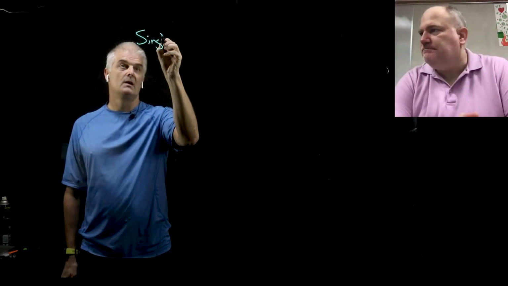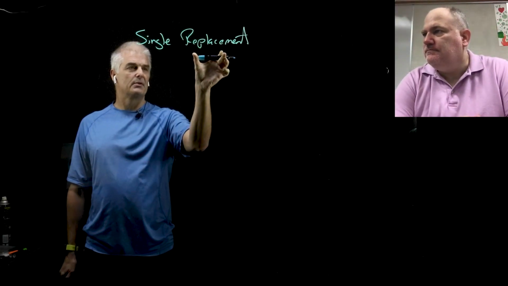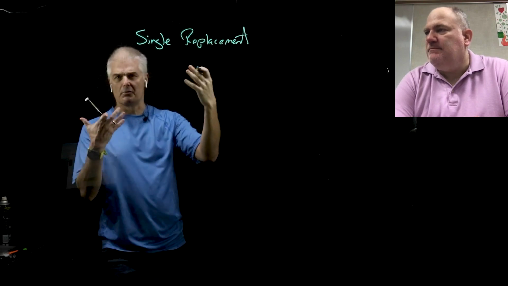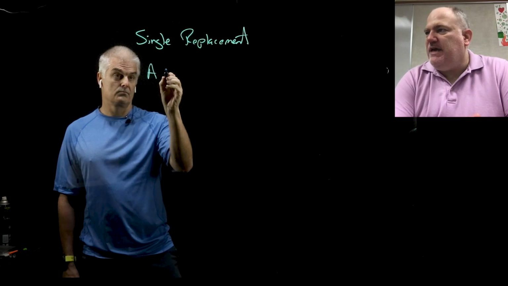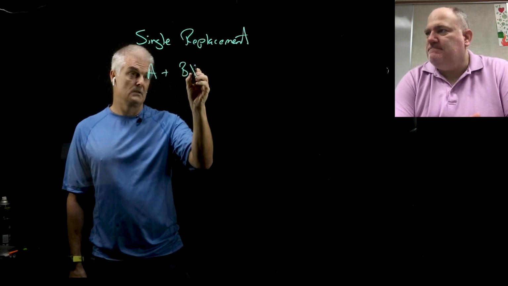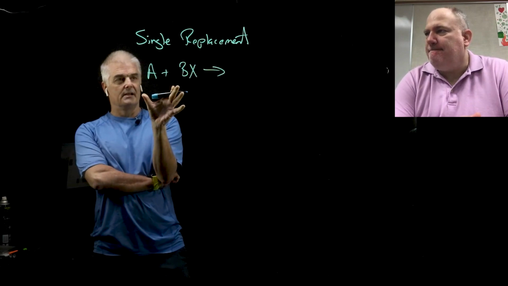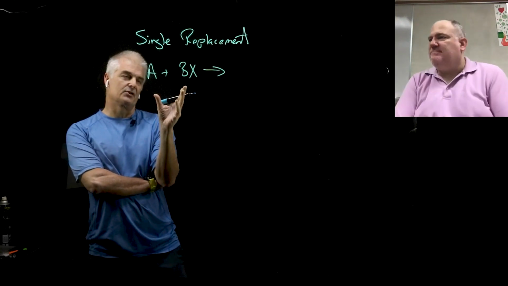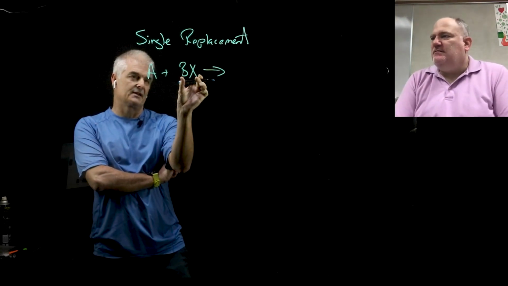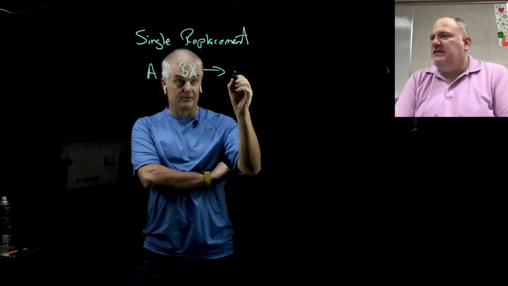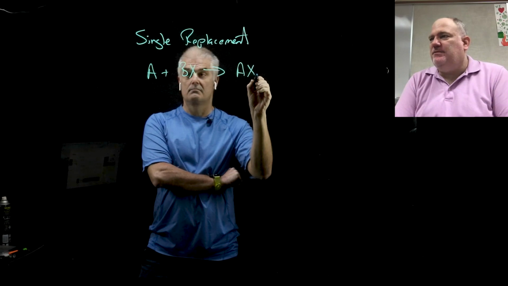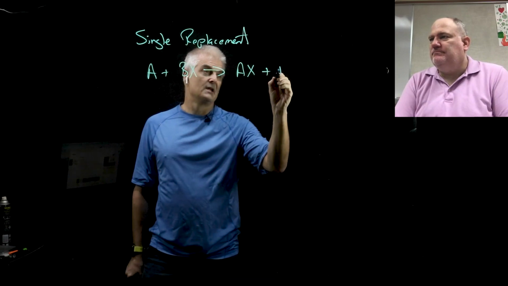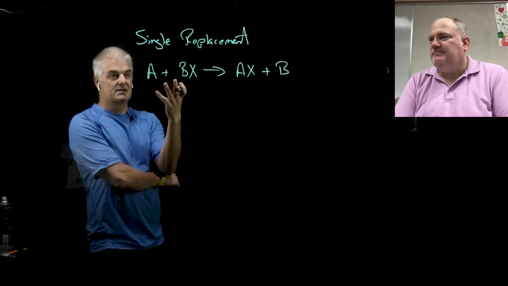What's number 3? Let's try single replacement. So you're replacing something. What's the general form with our A's and X's and such? Let's go A plus BX. Something's replacing. I believe the A and the B are going to trade places, because B is connected to X. It just swaps. A is going to take the place of B, and B gets kicked to the curb. So it's a single replacement.